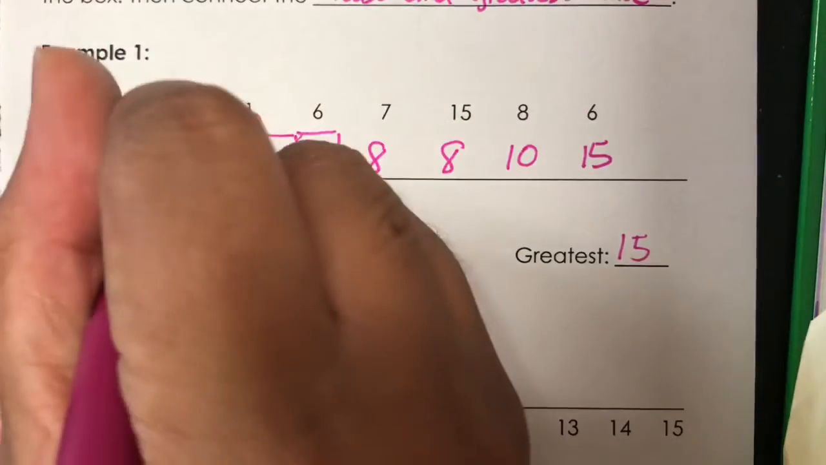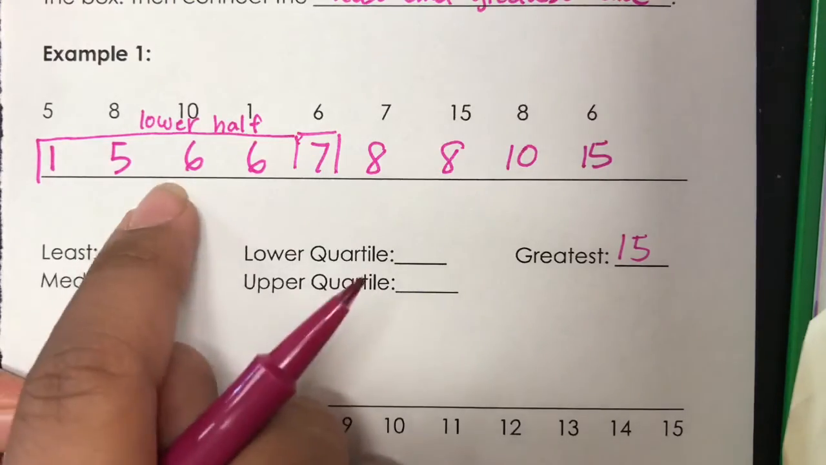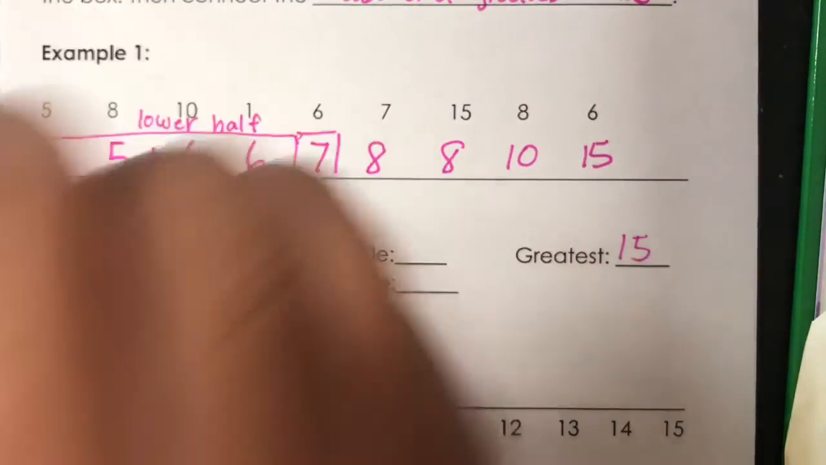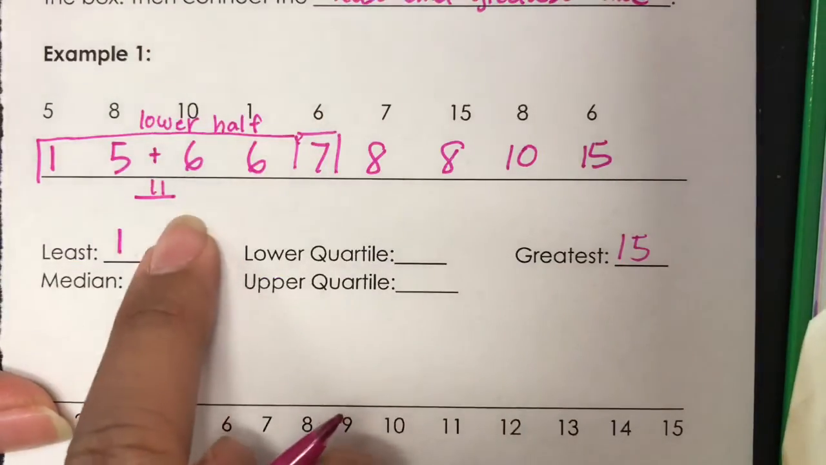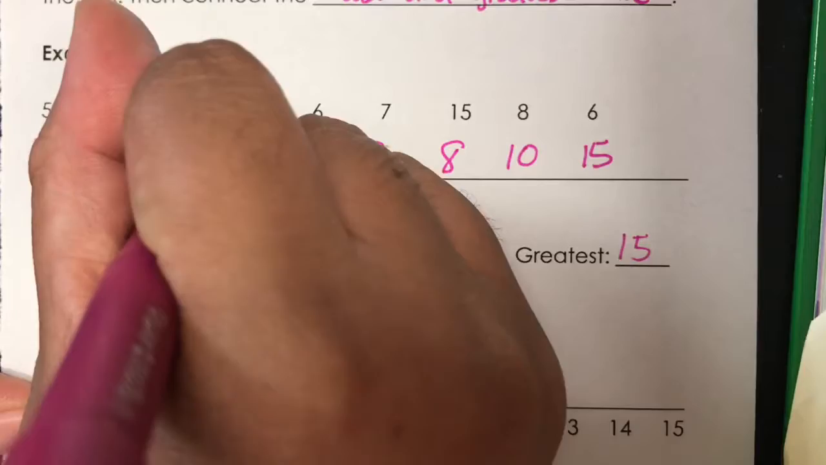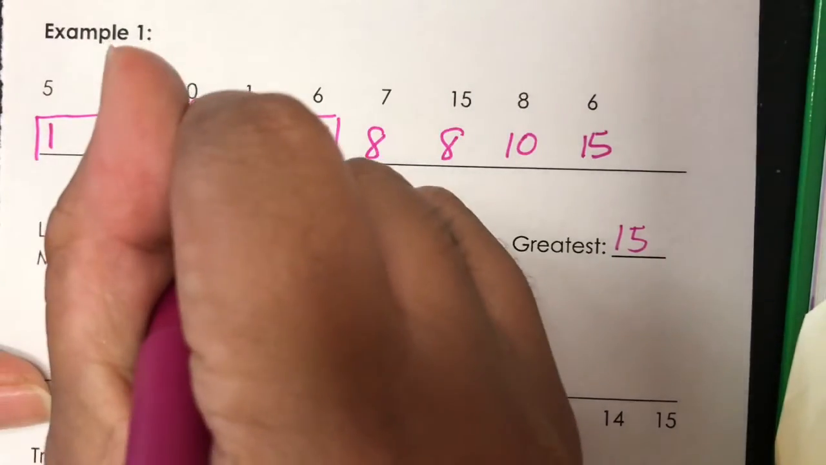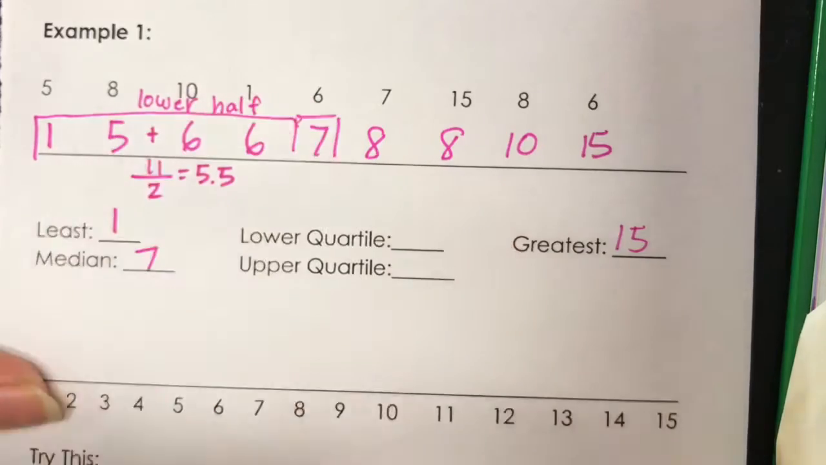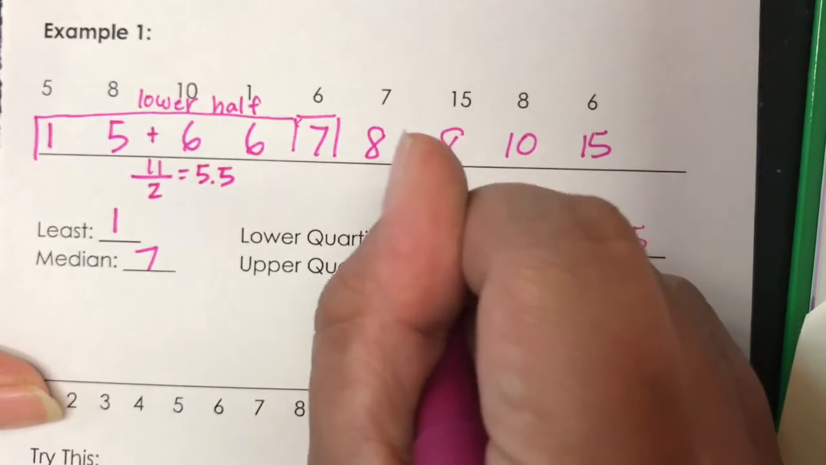So what we'll do is we have to find the mean. I hope you were thinking in your head, mean. We have to find the mean of these two numbers. So let's add 5 plus 6, which equals 11. Then we have to divide that by 2. 11 divided by 2 is 5 and 5/10, or 5.5. Okay, so that's our lower quartile.